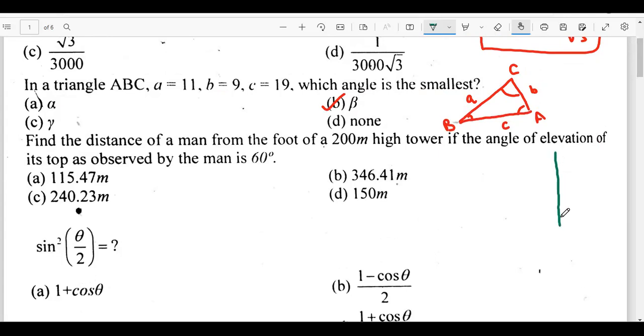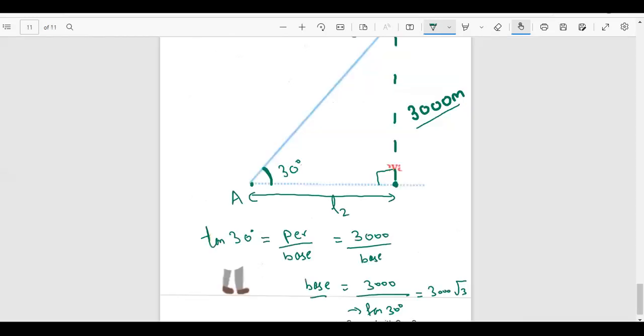Yeah, you could use the same triangle as the... Yeah, exactly. BCA. Sorry, which one? This one?